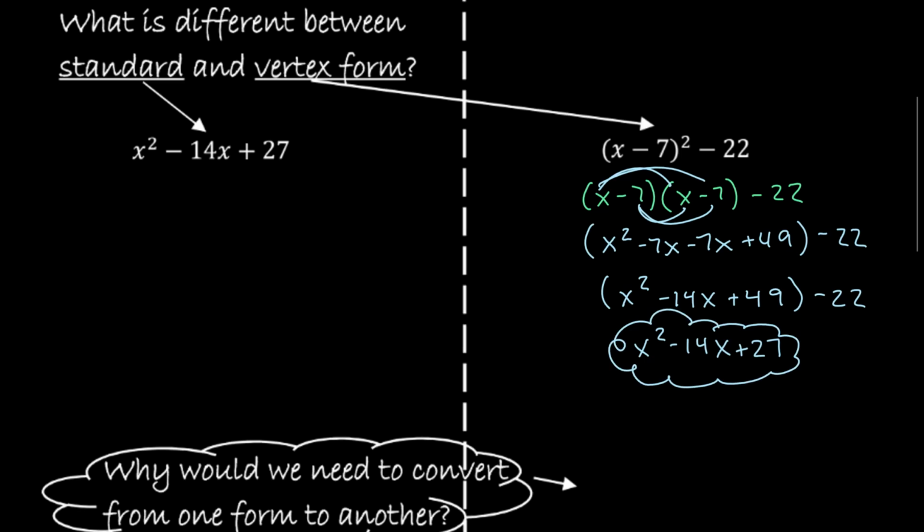Does this look familiar? X squared minus 14x plus 27. It is the standard form example that I have over here. So I did all of this to convert it back into standard form. Now I'm going to show you how to take this and convert it into vertex form.